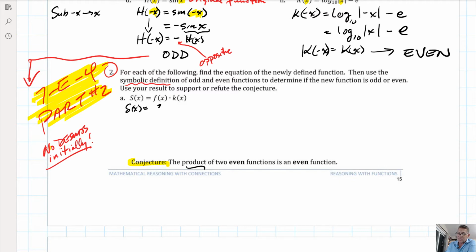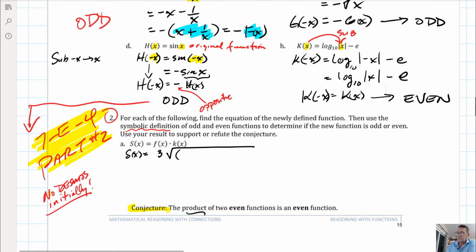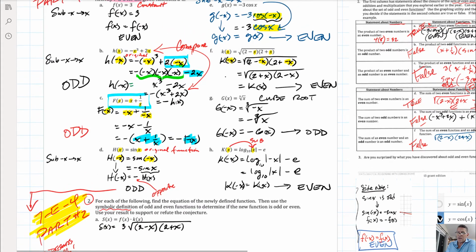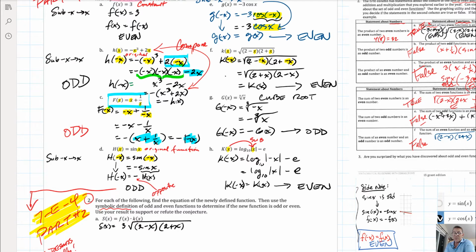So function f is 3 times k, and it's the big root function that's up at the top there, times the square root of, let me reduce this here, the square root of 2 minus x times 2 plus x, okay? So k, f of x is this constant function. It's a very simple one. It's only f of x is equal to 3.